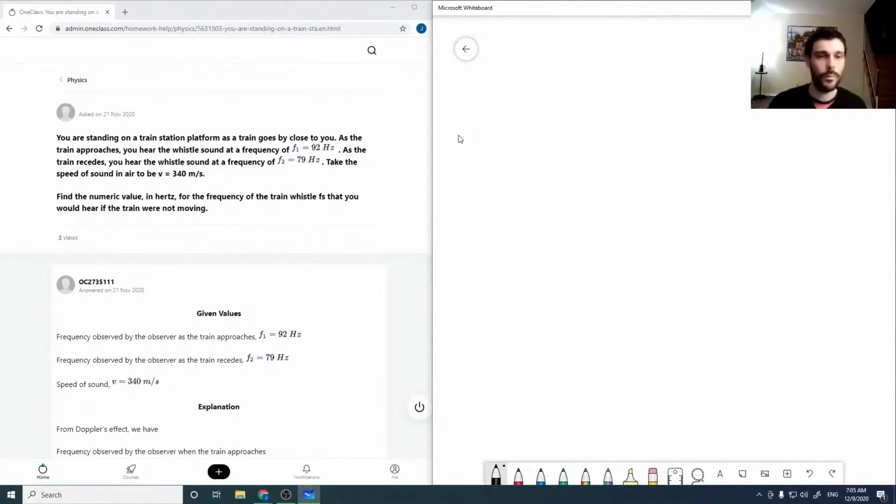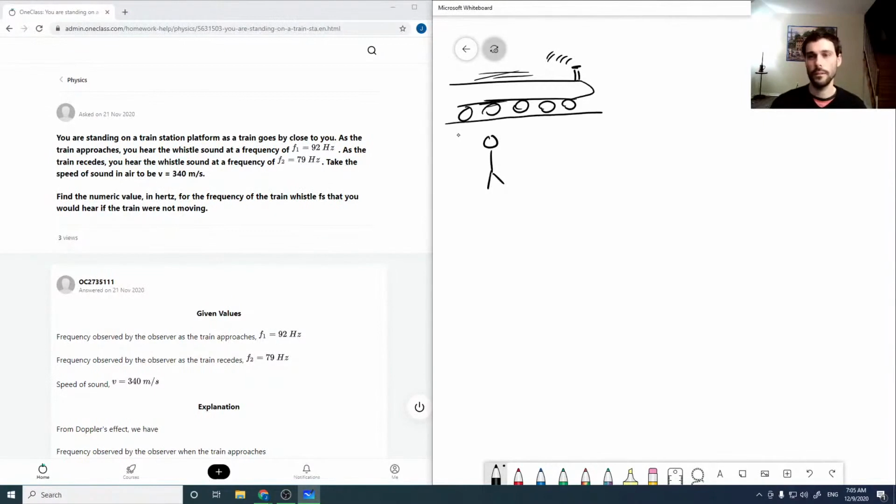All right, so you're standing on a train station platform as a train goes by close to you. So we got a dude, and we got a train flying by here, which is just gonna look like this. And it has a whistle. And I'm gonna draw something to make it more wheelie. All right, there we go.